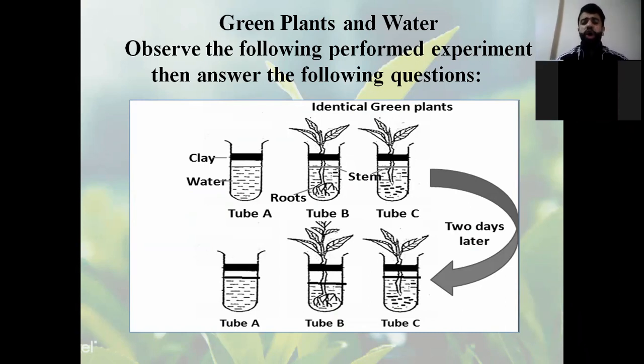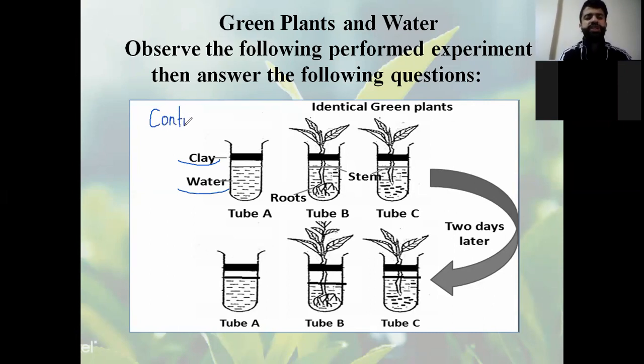In this experiment, we have 3 tubes: Tube A, Tube B, Tube C. In these tubes, we have water and we have the clay. Clay is used in order to prevent the vaporization or the evaporation of the water. So it prevents the sunlight from evaporating the water. And in tube A, we have only water. Tube A is said to be the control tube. I told you about this before.